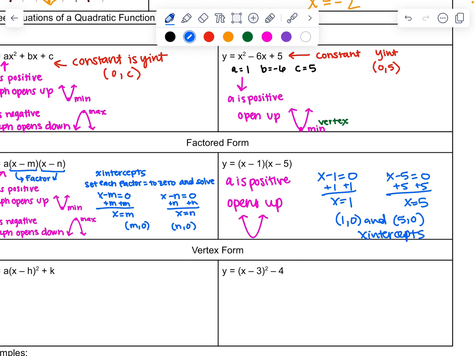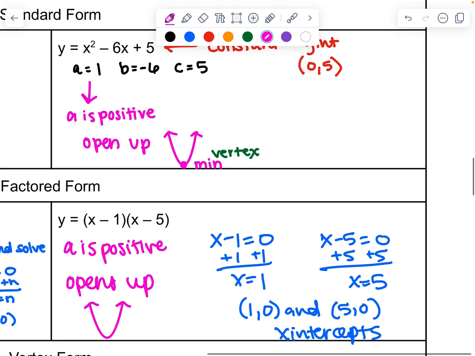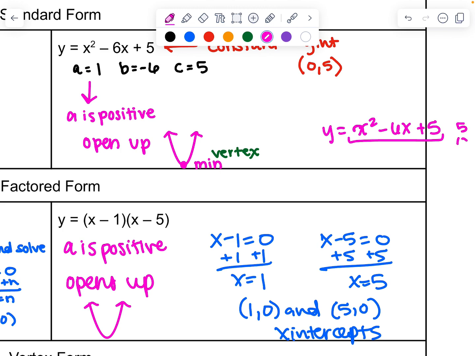For a little mini lesson, I didn't do this in class, but I want you to see where this x minus 1 times x minus 5 came from. If I took that original equation from the front, where we looked at y equals x squared minus 6x plus 5, and I factored it, I just want to factor this. A times c, so 1 times 5 is 5. What are your factors of 5? 1 and 5, that add to be negative 6. Well, they must be negative.